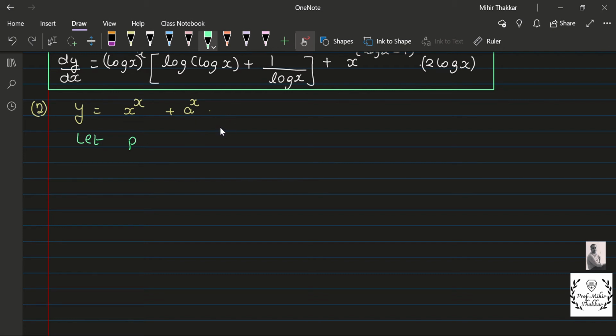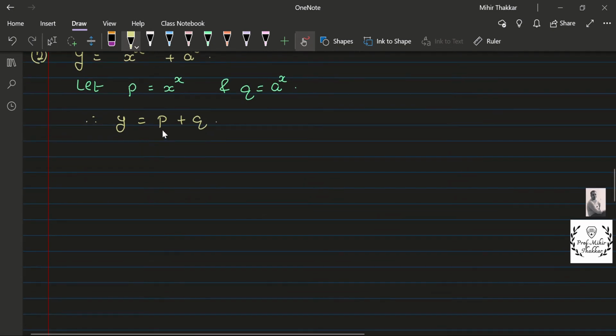Whether you take the derivative of that a value or you take the derivative of p, ultimately it is always going to remain the same. So I consider p is equal to x raised to x and q is equal to a raised to x. Therefore y is equal to p plus q. As you all know, we are interested in the value of dy by dx.